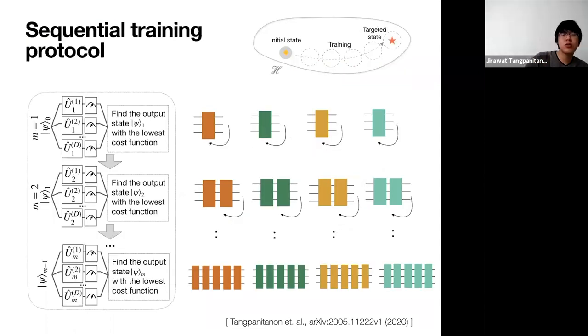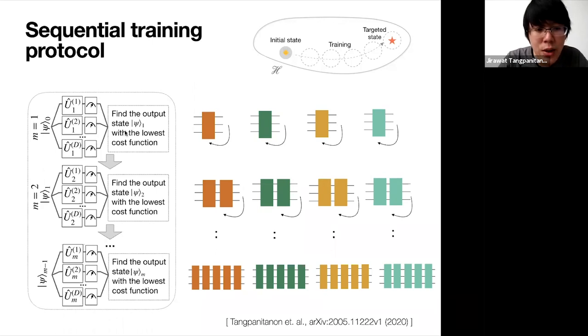Now this is our training protocol, which is the simplest, and I have to say it's inefficient, but we focus on the simplest protocol and we want to know how different phases display in this very simple protocol. Okay, and this is how it works. So you start off with your initial state, okay, and then you evolve by one layer, and then you repeat again.